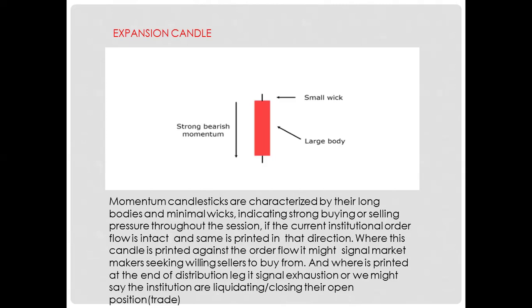We use this candlestick 3 times. When the momentum is still intact, we are still buying. When we see an opposing momentum candle coming against a momentum, it's telling us we are seeking willing sellers to buy from. And when we see this momentum candle coming at the end of the trend, it's telling us the trend is ending. A new phase of the market is going to unfold, guys.